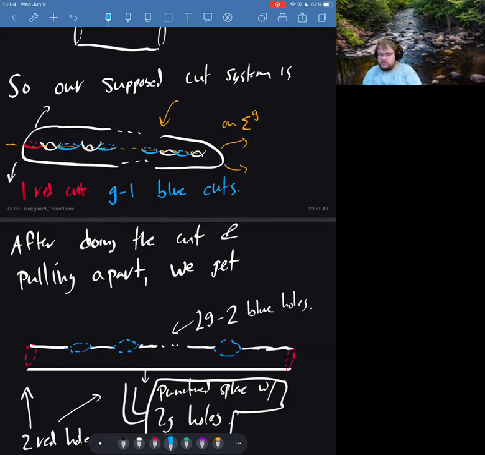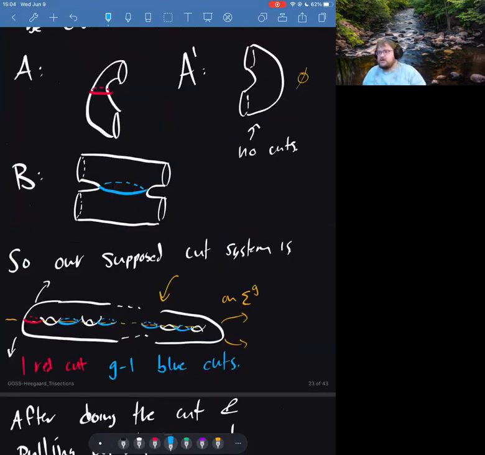But yeah, these pieces really just came from thinking about what would have to happen and what is the easiest thing I can do to guarantee a cut system.